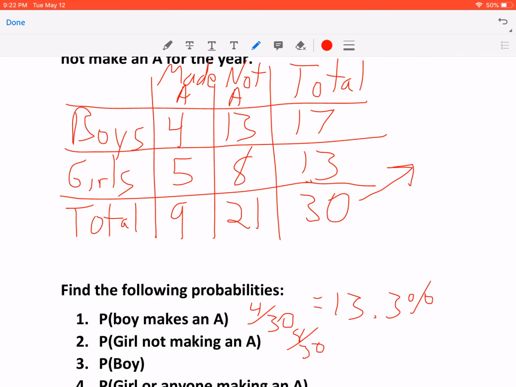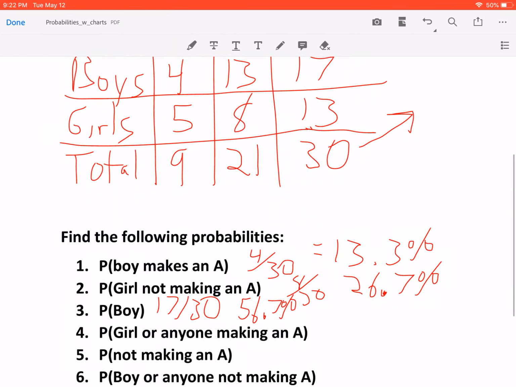26.66 repeating, so I'm going to bump that up to 26.7%. Okay. Probability that you randomly just choose a boy in the class. Well, there were 17 boys out of 30. So 17 divided by 30. 56.66 repeating. So 56.7%.